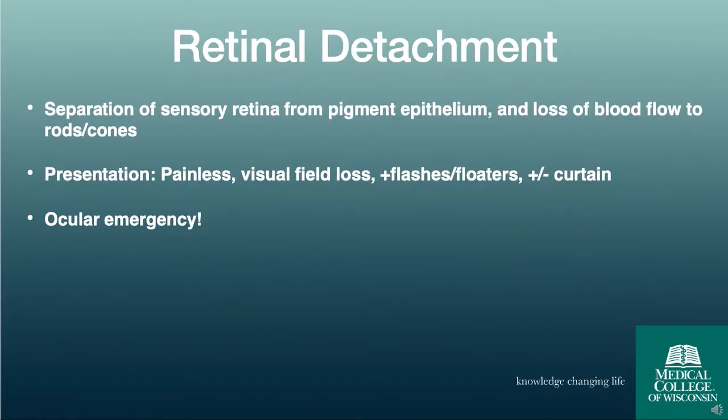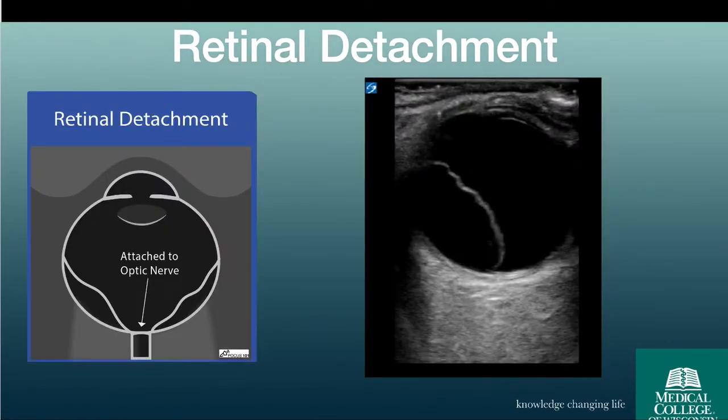Let's talk about a retinal detachment. So this is an ocular emergency. These patients present with painless visual field loss, flashes, floaters, maybe a curtain vision loss. And this is where that sensory retina detaches from the pigmented epithelium, and it leads to blood loss to the rods and cones. So this is what it looks like.